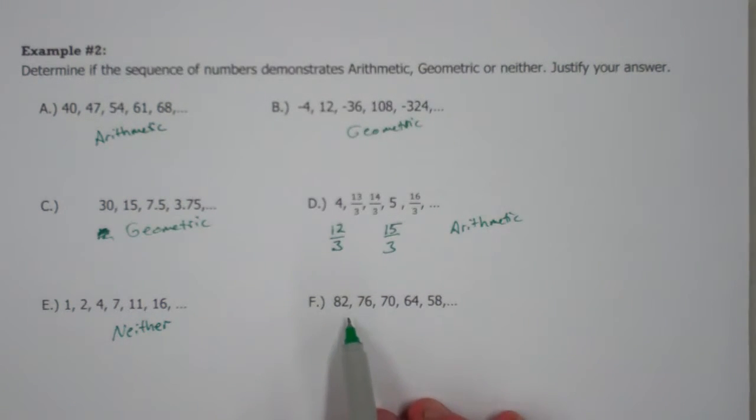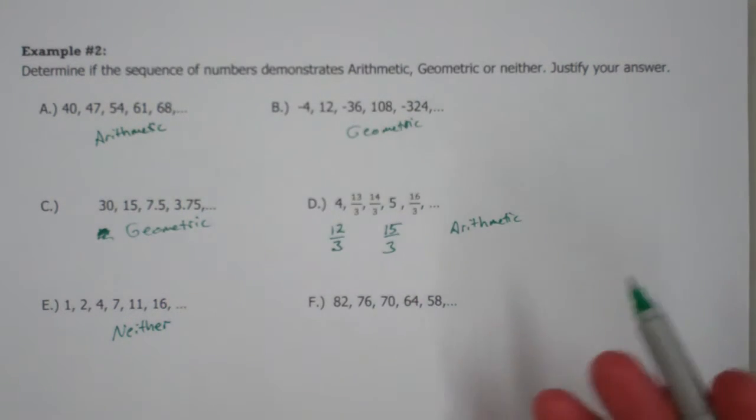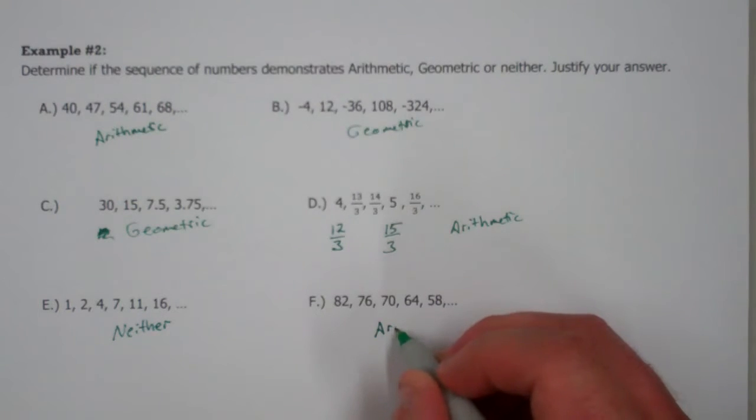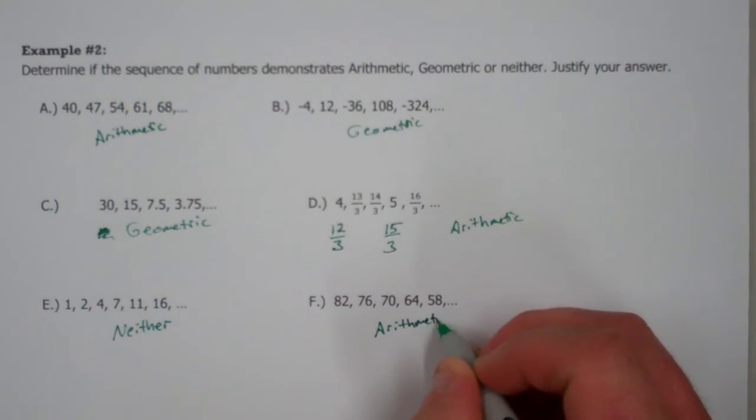With part F, it looks like we are subtracting 6 each time, or adding a -6. Because we're adding the same thing, this one's arithmetic.